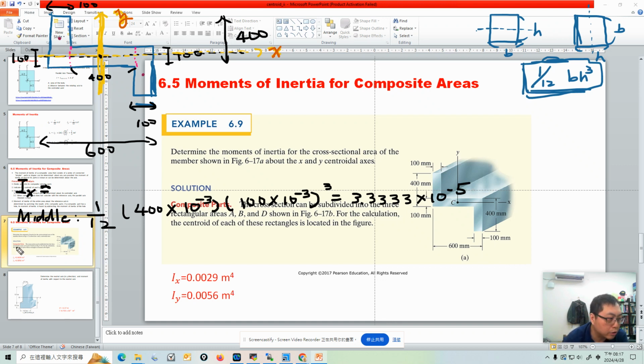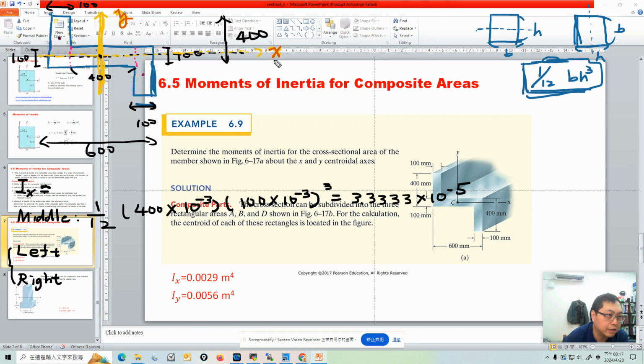What about the left hand side and right hand side? The right hand side and left hand side have the same shape and the same position, so they are the same and we can calculate together. Let's focus on the left first. Left is this part. You see this centroid is here, but the x-axis is here. So the x-axis does not pass through the centroid of the left part.